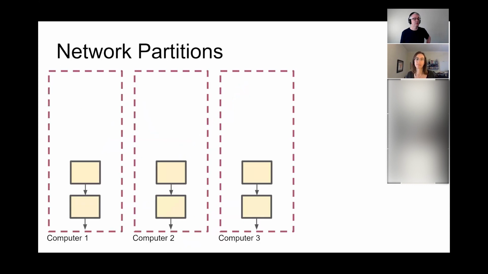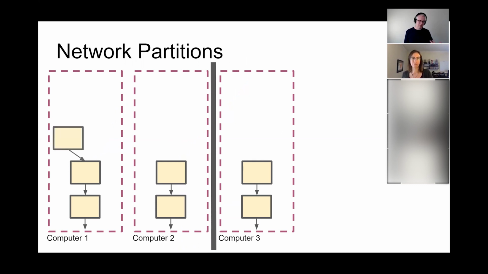Let's talk about network partitions. So we have our 3 computers, they're working along, building the blockchain, and a network partition happens. Suddenly, computer 1 and computer 2 can talk to each other, but they can't talk to computer 3. And computer 3 also can't talk to computer 1 and computer 2. So what do we do? Well, you keep on running the algorithm.